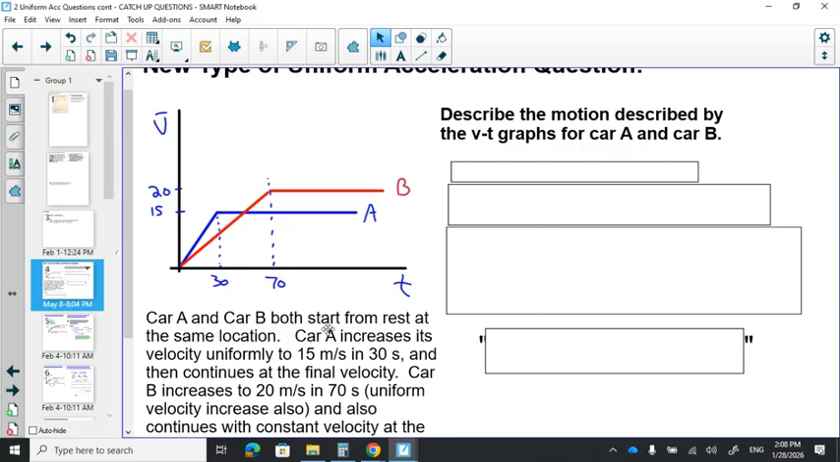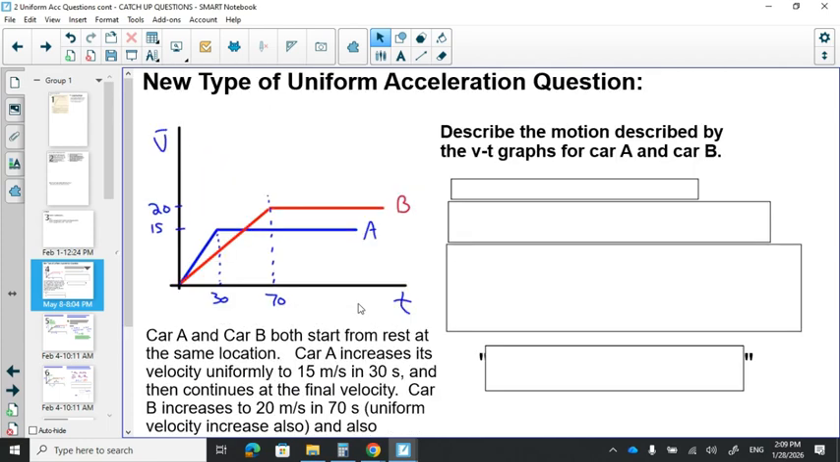So it says car A and car B both start from rest at the same location. That's additional information that's not really in the graph. Car A increases uniformly to 15 meters per second in 30 seconds, and then continues at that final velocity. Right, so there it is. And car B increases to 20 in 70 seconds, uniformly increasing its velocity as well, and then continues at that final velocity.